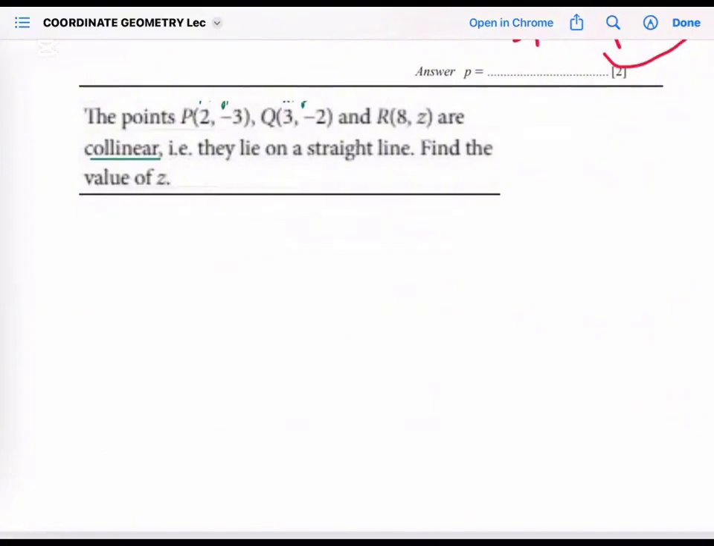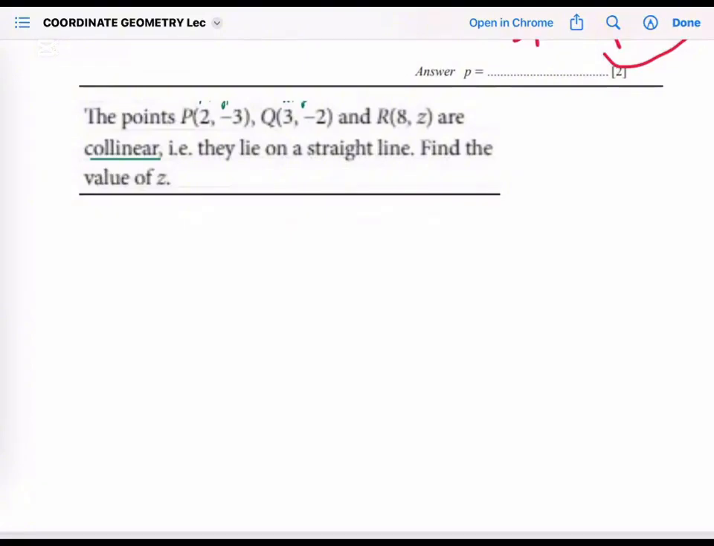The point P, 2 comma minus 3, and Q is 3 comma minus 2 is given to us, and R is 8 comma Z. So can you tell me how we can solve this question? Any idea? Actually, they are using the word collinear. So do you have any idea what collinear points are? No. You have no idea.